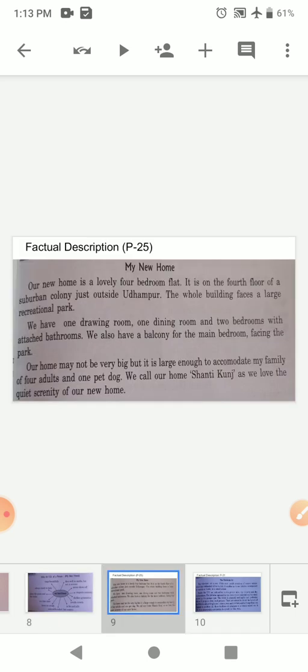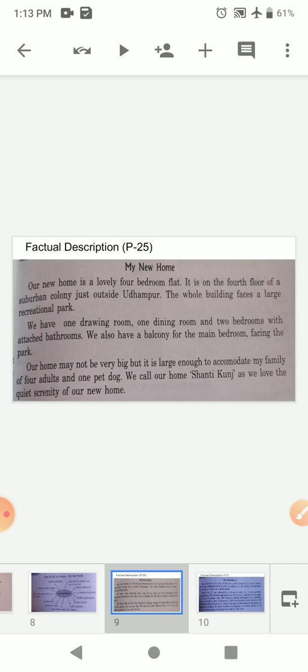Then there are some samples of the factual description. For example, factual description of a place. My New Home is the title, and you will be writing it this way. Our new home is a lovely 4 bedroom flat. It is on the fourth floor of a... This is on page number 25 in your language skills book, so you can get it there also. So, our new home is a lovely 4 bedroom flat. It is on the fourth floor of a suburban colony just outside Udhampur.